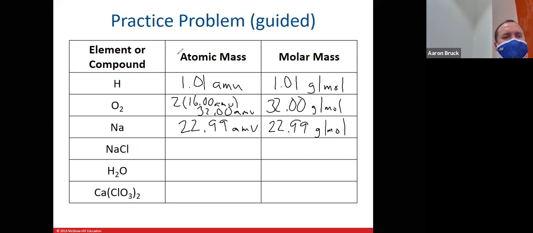So right away, what do we notice about the relationship between atomic mass and molar mass? It's the same. It's calculated the exact same way. What's the only thing that's different? The unit. If we're talking about individual atoms or individual molecules, we would be using AMUs, atomic mass units. If we're talking about moles, then we're going to talk in terms of grams and grams per mole.